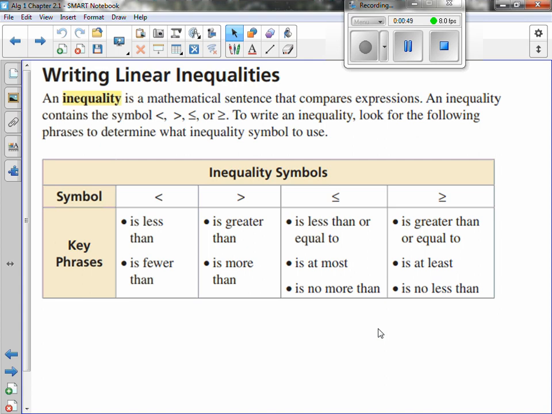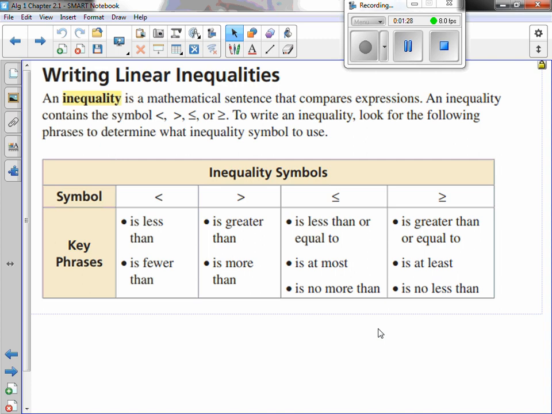Now you have this in the notes here, this slide, the very top. The first one is less than, is fewer than. These are the main phrases we were talking about. If we see one of these two phrases, we are using a less than symbol. The next one is greater than, is more than. Either one of these is talking about the greater than symbol. Less than or equal to is at most, is no more than. Greater than or equal to is at least, no less than. These are the wordings we see. If we see these, we're talking about this symbol here.